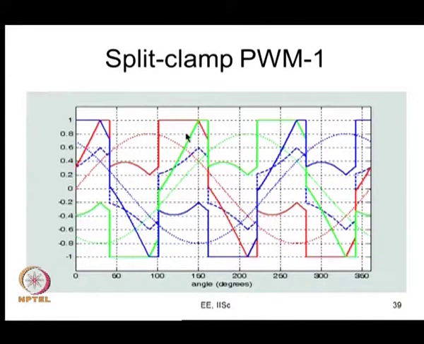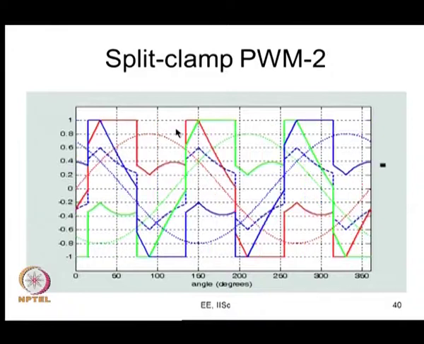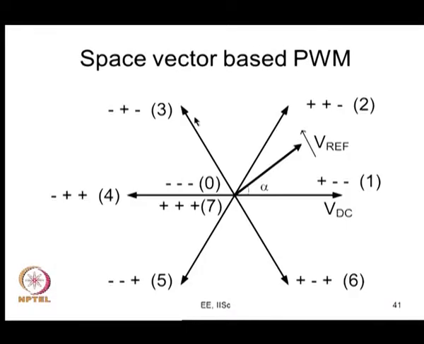This is split clamp PWM, which is good from the point of view of switching loss for loads having power factor angles between 60 to 90 degree, and this is for 90 degree lead or lag. This is split clamp 2. Here the sum of these two clamping durations adds to 60 degree, and this continual clamp and split clamp can be seen in the space vector domain.